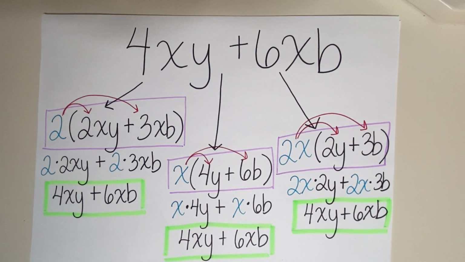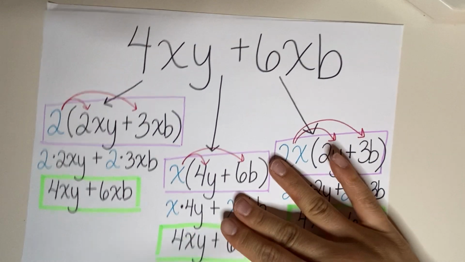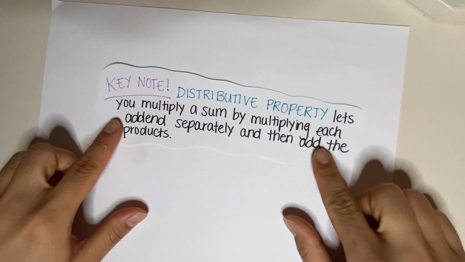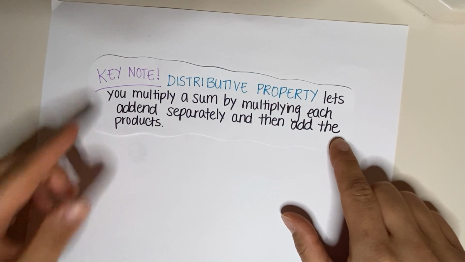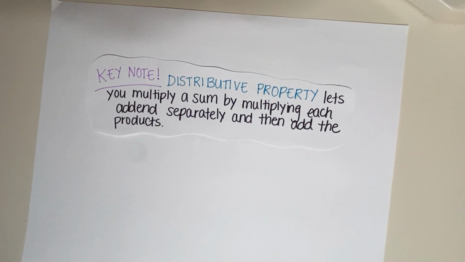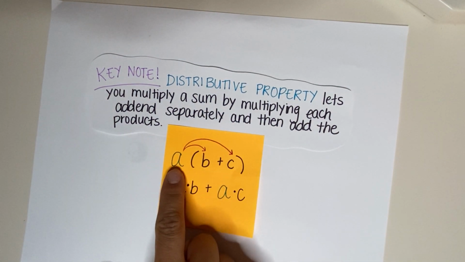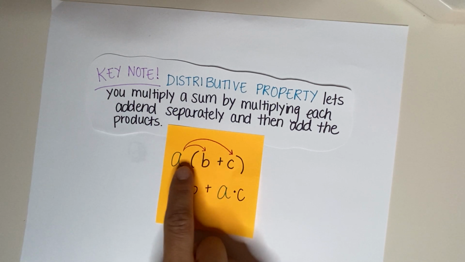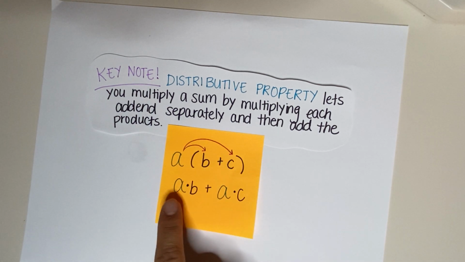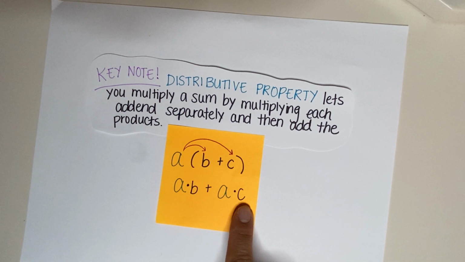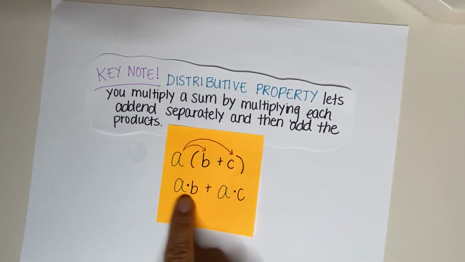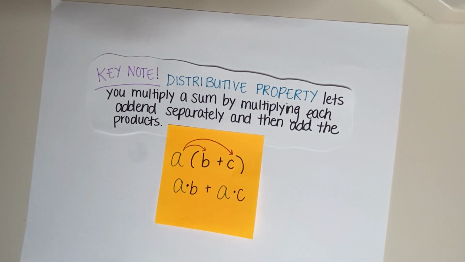So again, our keynote for today was: distributive property lets you multiply a sum by multiplying each addend separately and then add the products. And this was the way you did it. You have this number outside and you multiply it to each addend separately. So A times B, A times C. And then you add them together. And this will get you an equivalent expression.